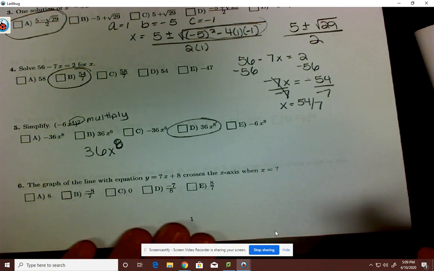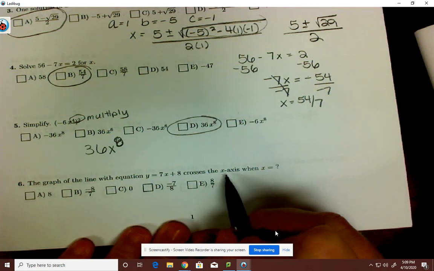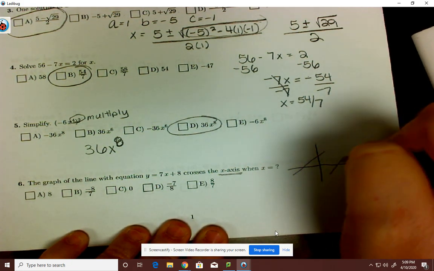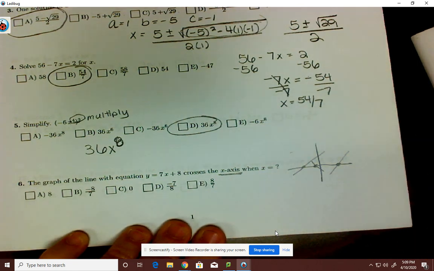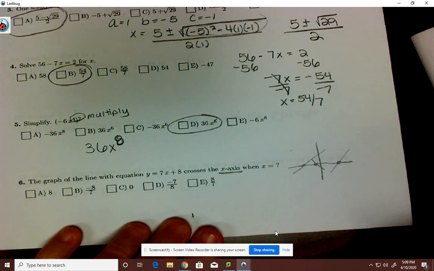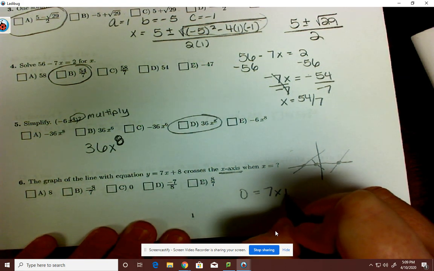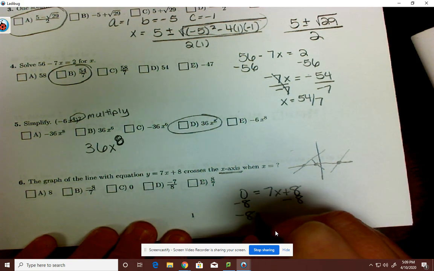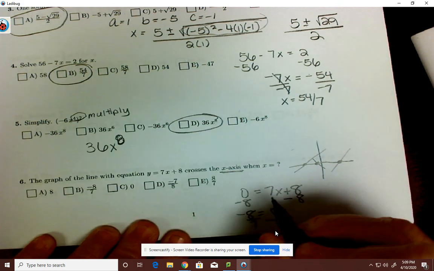All right, on 6, the graph of the line of the equation y equals 7x plus 8 crosses the x-axis. So when we cross the x-axis, no matter where you're at, the y value is 0. So you can plot it and draw it out, or you can plug in 0 for y and solve for x. So we subtract 8, divide by 7, and we get x equals negative 8 over 7.